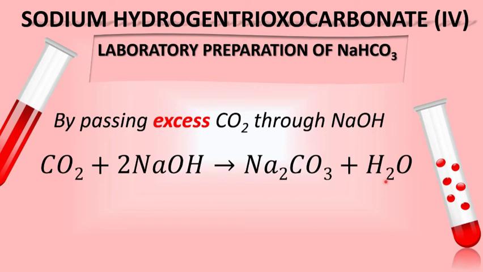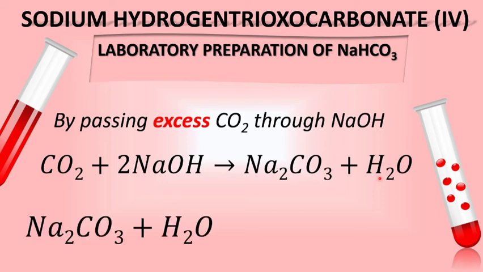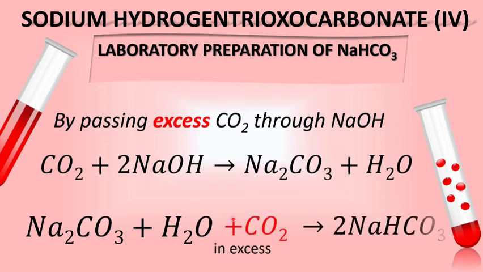Now, after passing it the first time, when you now pass the carbon dioxide through the products in excess, these are the two products in this case, sodium trioxocarbonate(IV) and water, you now pass through excess carbon dioxide. This is what you are going to have. The products here again, plus the excess carbon dioxide, will give us sodium hydrogen trioxocarbonate(IV). That is 2 moles of sodium hydrogen trioxocarbonate(IV). This is how it is prepared in the lab, by simply passing excess carbon dioxide through sodium hydroxide.